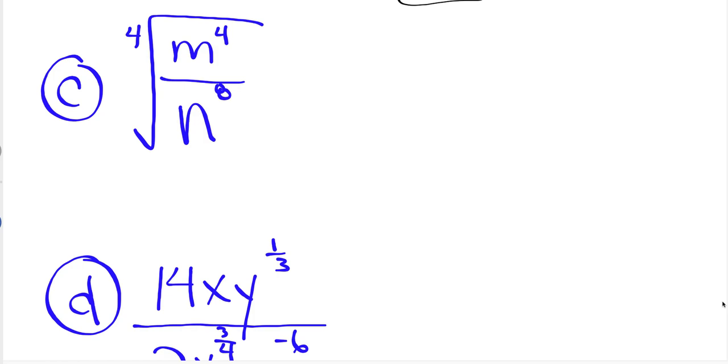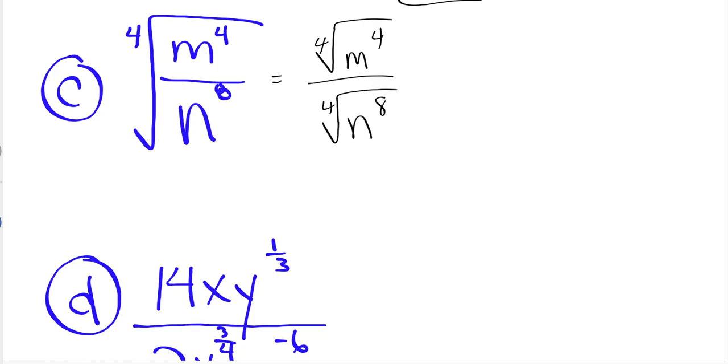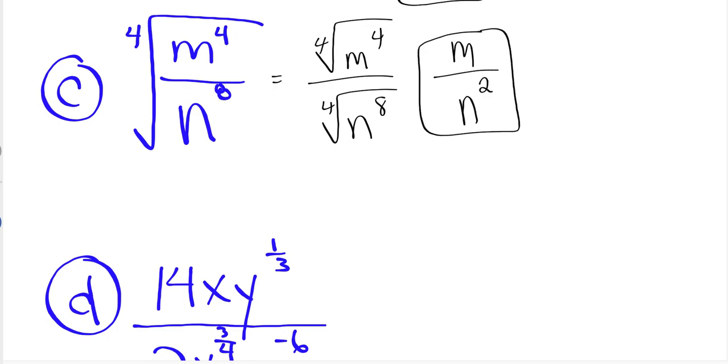Looking at C. Can we simplify inside here first? No. M and N are 2 different variables. So we use our quotient rules. We separate this, and then we simplify it. So how many groups of 4 can I get from M's? 1 group. That's just M to the first. And I can get 2 groups of N. So I have M over N squared.